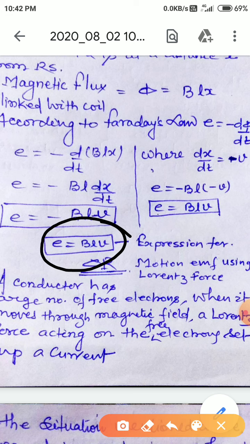BLV. This is the magnitude of EMF that is being induced in the conductor PQ when it is moving with the velocity V in the magnetic field. As this EMF is due to motion of the conductor in the magnetic field, that is why it is also known as motional EMF.